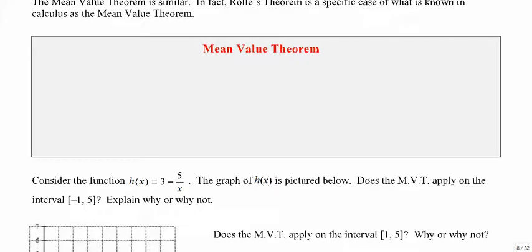Okay, the next theorem we're going to look at is the mean value theorem. Mean, to you, should mean average. So this is basically the average rate of change. Actually, Rolle's is a very specific case of the mean value theorem. So the first thing we're going to do is look at what it means. I'm going to write it down real quick, and then you just copy it down.